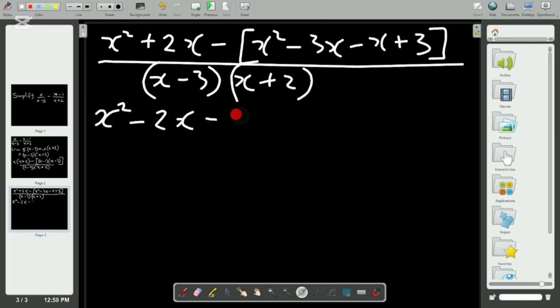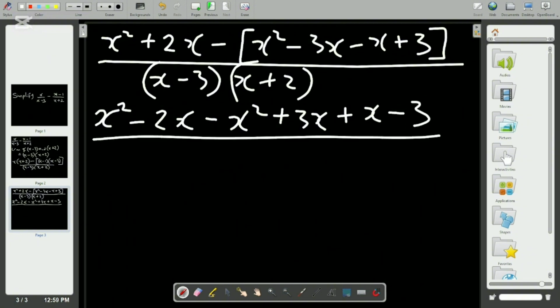The bracket is gone. I'm going to write x squared. Then this one will change to plus. This one will change to plus, and then this one will change to minus. So let's do that now. That one will now be plus 3x plus 1x, then minus 3. I've just changed them all, over x minus 3 in bracket, and then x plus 2 in bracket.